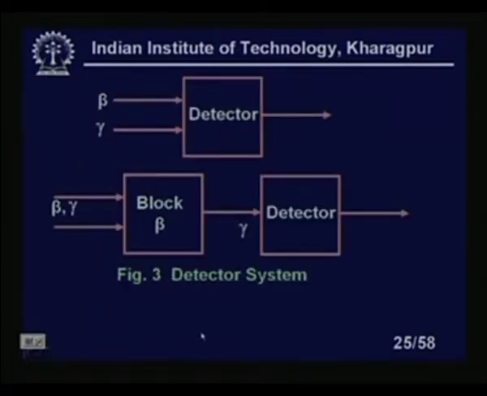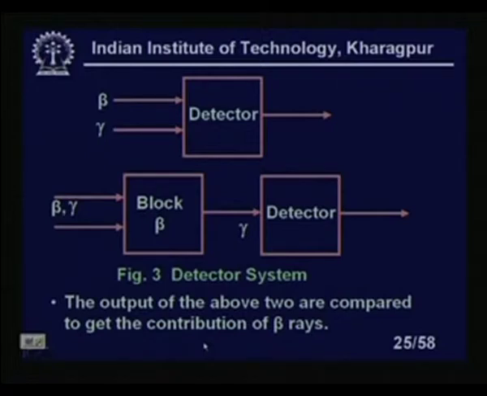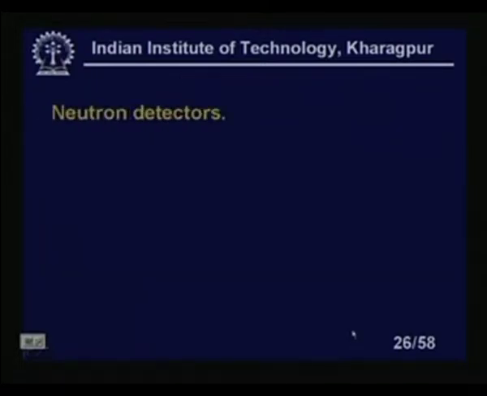You see, this is a detector system for beta rays. We have detectors, and a blocker which will block beta, so only gamma will come out, and the detector output is obtained. The outputs of the above two are compared to get the contribution of the beta rays, because here I am getting only gamma rays. So these two will be compared so that I get only the contribution of the beta rays.